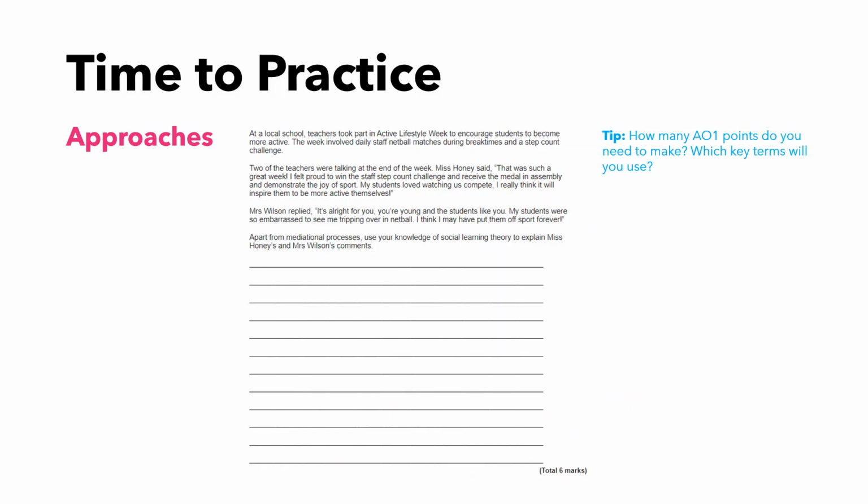Okay, so here's another example from approaches. It's quite a chunky stem and it's worth 6 marks. So before you start writing, just think about how many AO1 points do you need to make and which key terms are you going to use for each of your AO1 points. With social learning theory, students sometimes kind of put everything all together in one sentence. I'd advise you to keep your key terms separate into those different AO1 points.